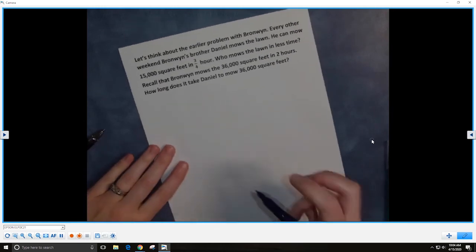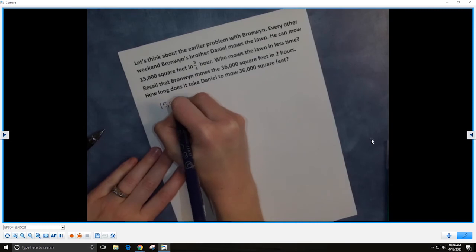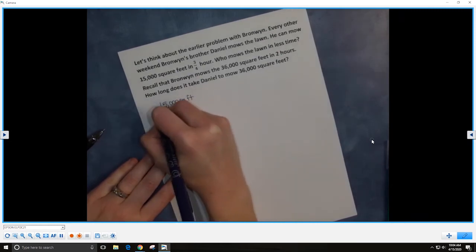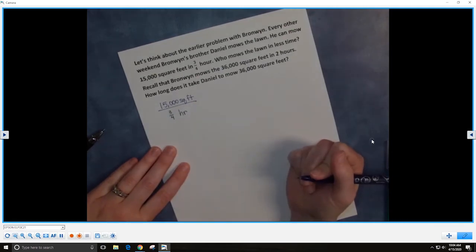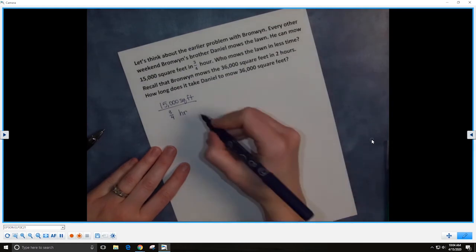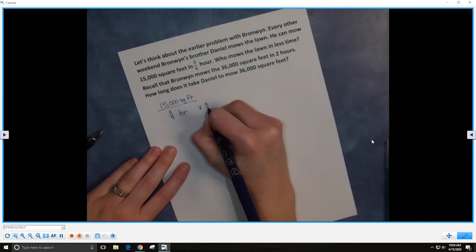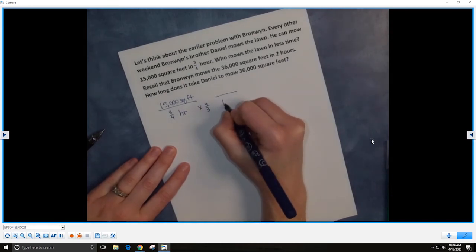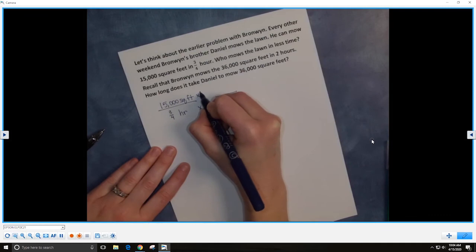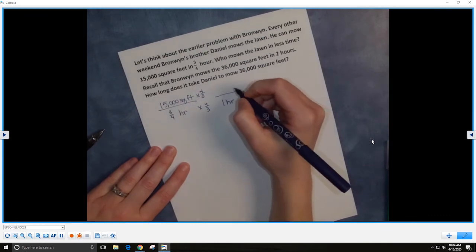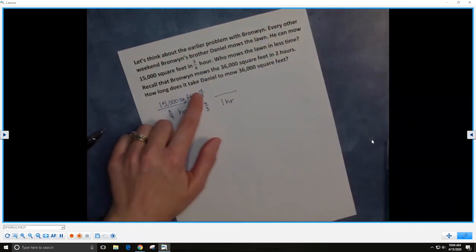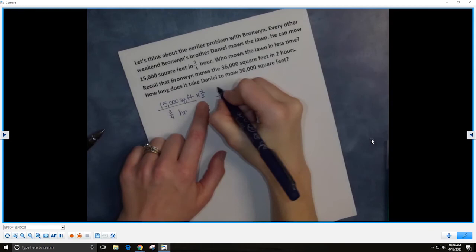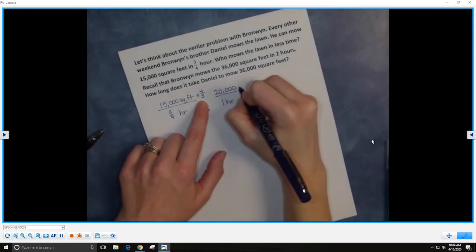Well, let's set up a ratio. Daniel can mow 15,000 square feet in 3/4 of an hour. Does your ratio look like this? Great. How can we create a unit ratio? Well, if we multiply 3/4 by 4/3, we're going to get a denominator of 1. We also have to multiply our numerator by 4/3. Well, 15,000 times 4/3 can be thought of as 15,000 times 4, which is 60,000, and then divided by 3, which is 20,000.